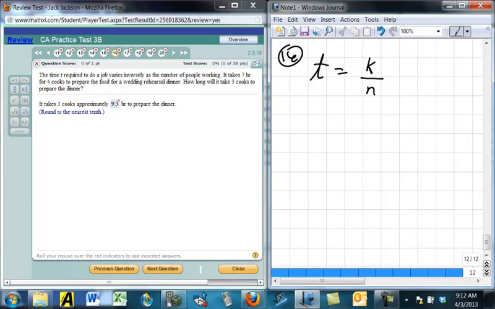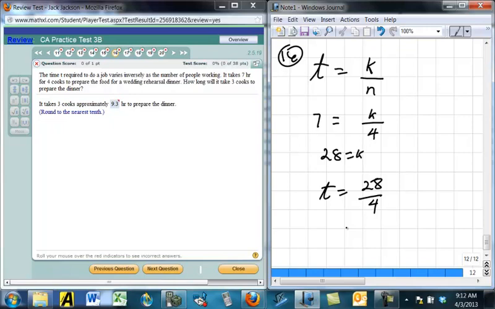So we need an initial condition, in other words, one ordered pair of n and t, to figure out k. And they tell us that in the next sentence. It takes 7 hours for 4 cooks to prepare the food for this job. In other words, to complete the job, which is food for a wedding rehearsal dinner. Okay, so now we multiply both sides by 4, and we get k is 28. So the formula is t equals 28 over n. N must be measured in number of people and t in hours.